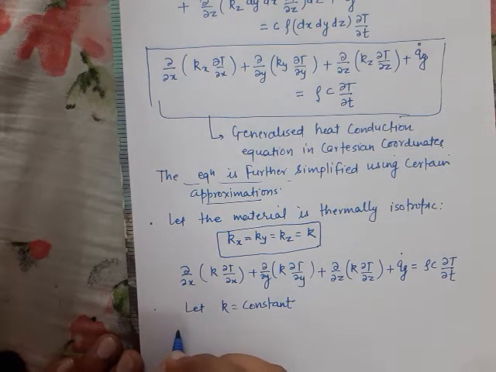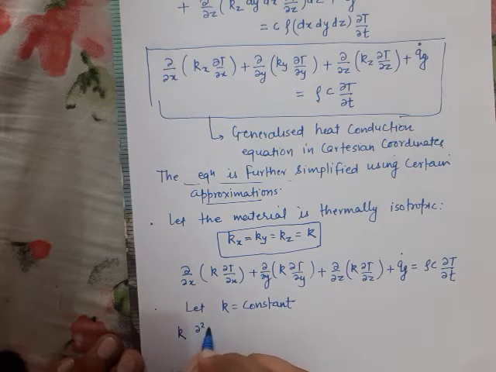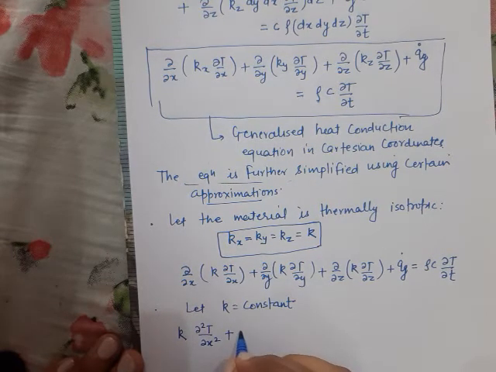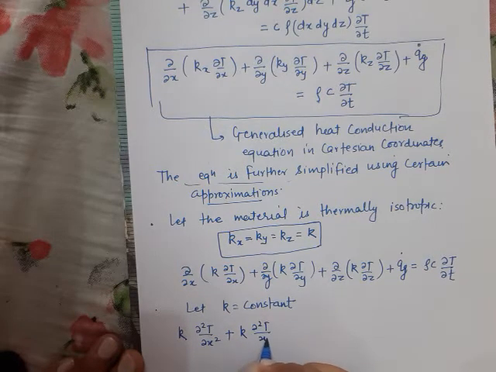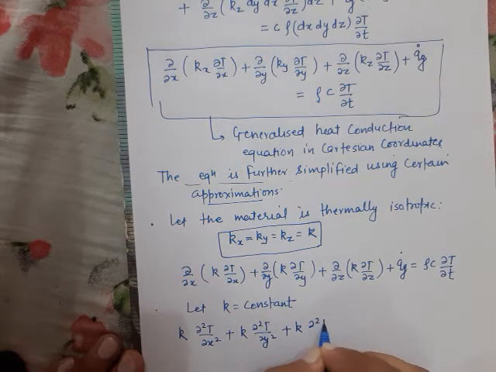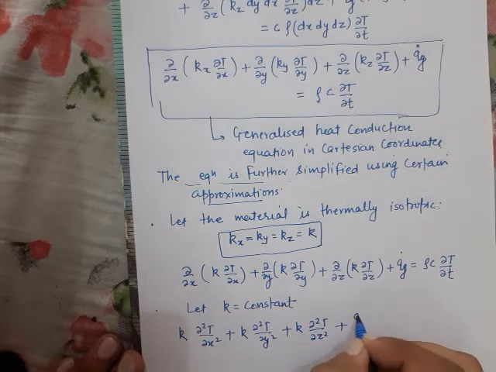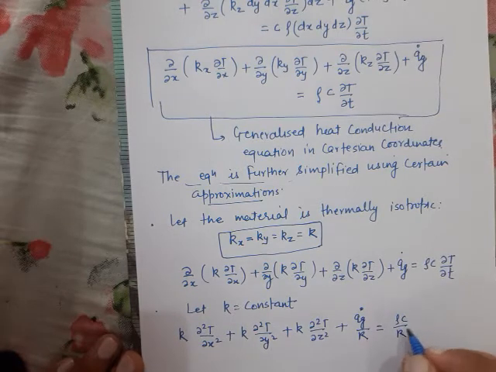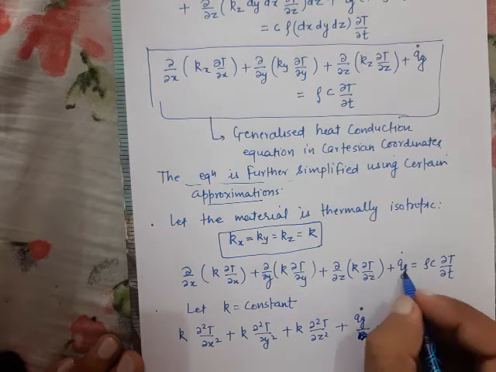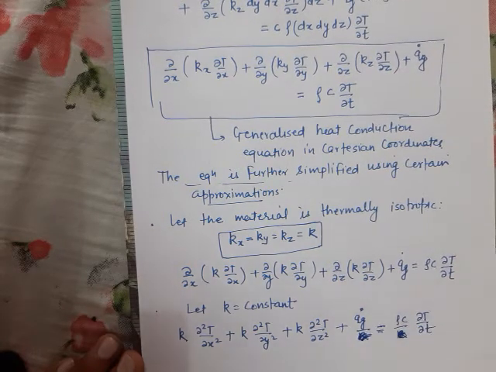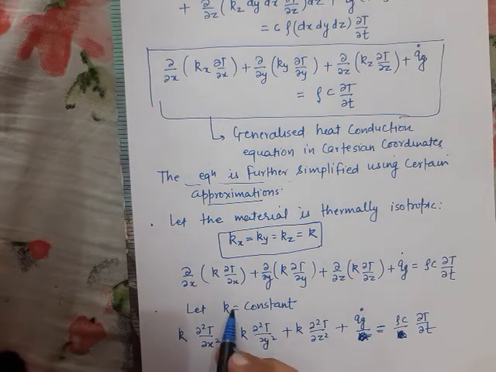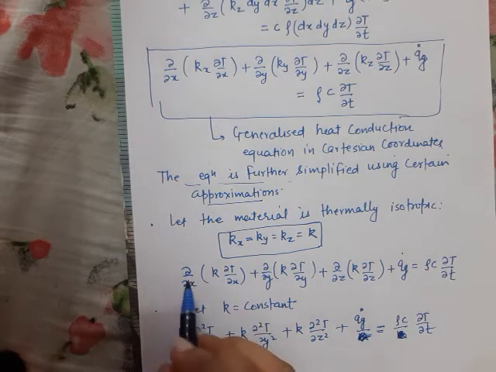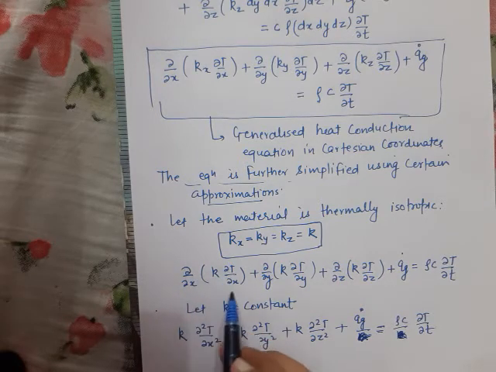When k is taken out, then this equation can be written as k del square t upon del x square plus k del square t upon del y square plus k del square t upon del z square plus q dot g is equal to rho c, sorry, mistake, this would be del t upon del t. What I have done, I have assumed k as constant, so that k is taken out. So it would become del square t upon del x square, del square t upon del y square, del square t upon del z square.